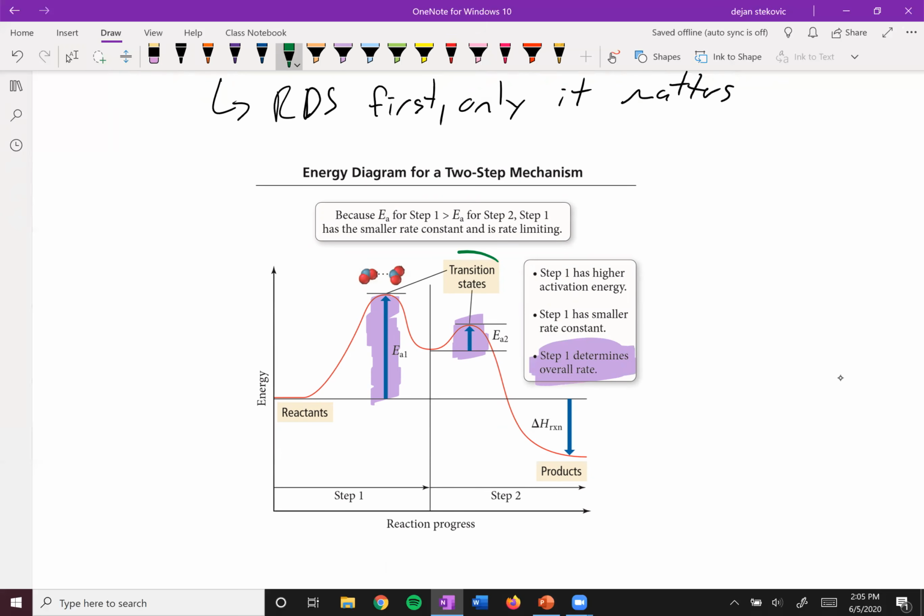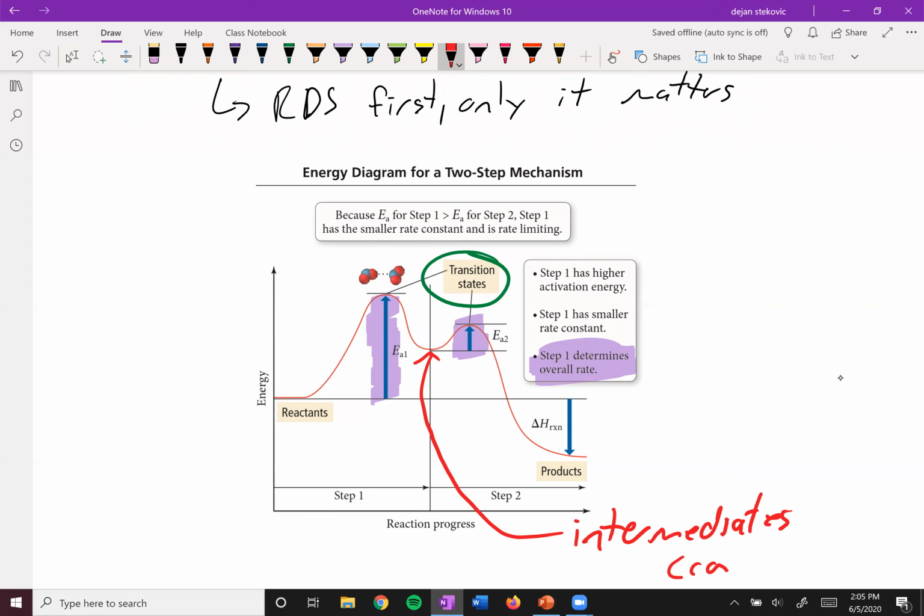Remember, again, the tops of these humps are the transition states. We cannot isolate them. And then the stuff in the middle is called intermediates, and this stuff we can isolate. So we can isolate intermediates, which are in between two transition states, but we cannot isolate transition states themselves.